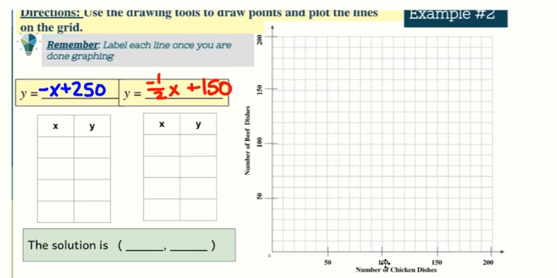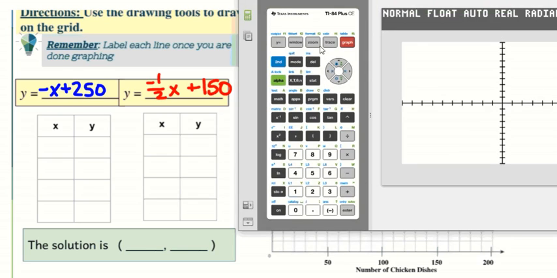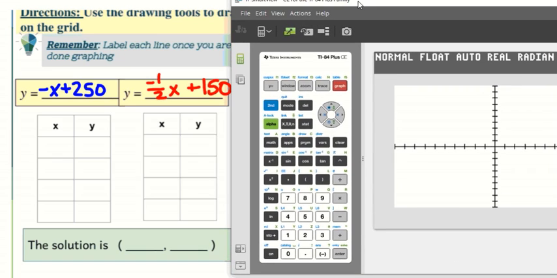If you look at the graph for this example, the x-axis starts at 0, goes all the way up to 200, and it looks like each line on this grid is 10, right? 10, 20, 30, 40, 50. Same thing for the y. So we can take just a few seconds to change the window on our calculator so we can actually see our graph. So we're going to do that by pressing the window key up at the top.